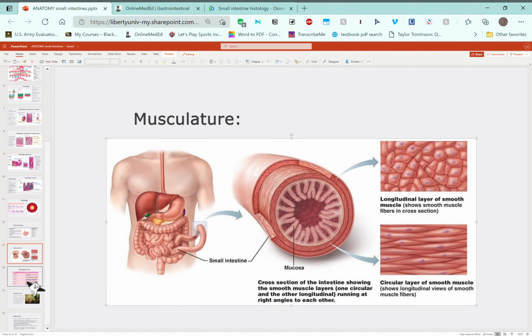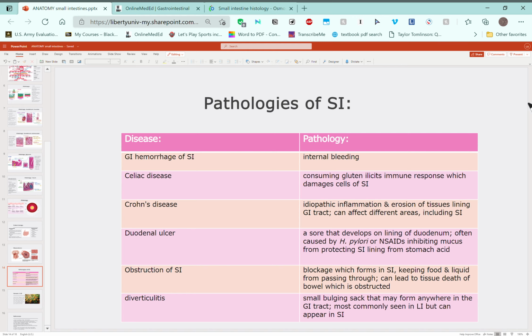Touching briefly on pathologies of the SI, we have a GI bleed. That would be a gastrointestinal hemorrhage that would take place specifically within the small intestines. Celiac disease is an immune response whenever the person consumes gluten, which will damage the cells of the small intestines. Crohn's disease is an inflammation of unknown etiology with erosion of the tissues of the GI tract. It can specifically affect the small intestines.